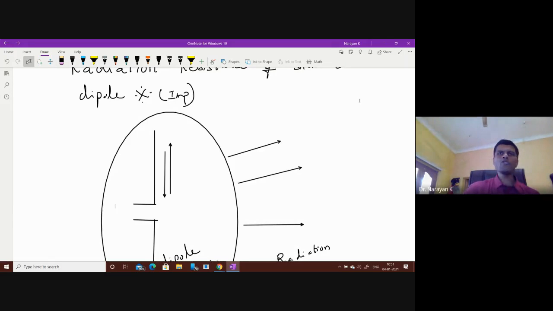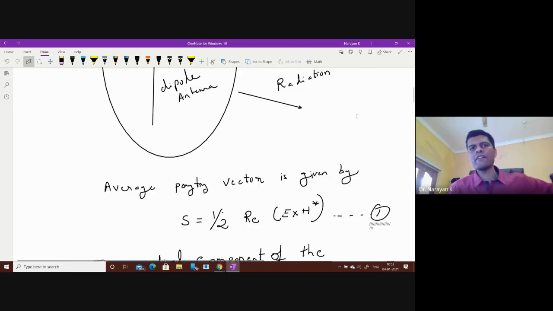Okay, assuming it is an isotropic source. Isotropic source means it radiates with equal intensity in all directions. So in case of isotropic point sources, the components S theta and S phi are 0 because the change of the power flow per unit area is 0. So you will have only the S_R component, or the radial component, of the Poynting vector.